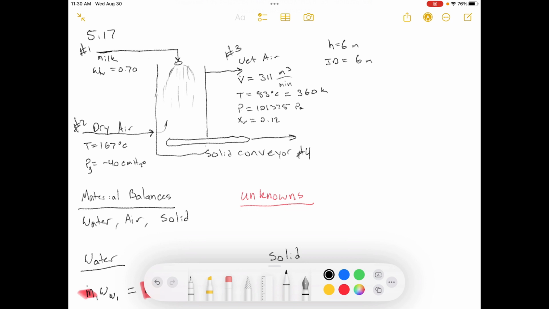Today we're working out of Elementary Principles of Chemical Processes, 3rd edition, and we're doing problem number 5.17. Problem statement says, spray drying is a process in which a liquid containing dissolved or suspended solids is injected into a chamber through a spray nozzle or centrifugal disc atomizer. The resulting mist is contacted with hot air, which evaporates most or all of the liquid, leaving the dried solids to fall to the conveyor belt at the bottom of the chamber.